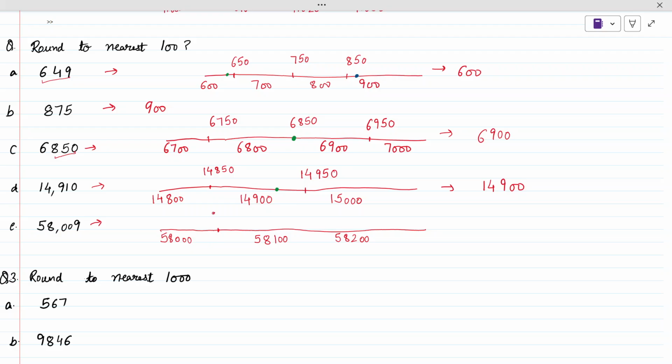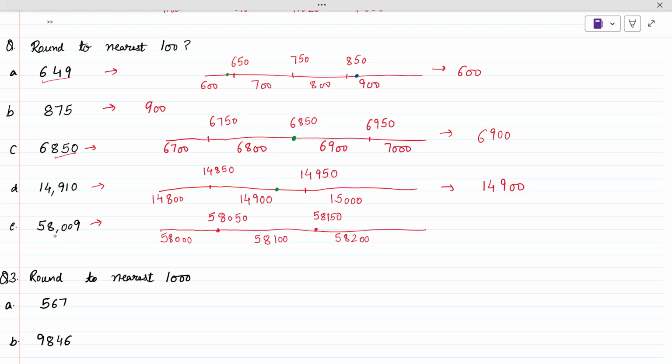The first midpoint will be between 58,000 and 58,100. इसका क्या होगा? 58,050. Okay, and next one in दोनों का it will be 58,150, the midpoint between these two. So these midpoints are clear. Now let us plot the number ball. I will take the green color for the ball and we will see where the ball will lie.